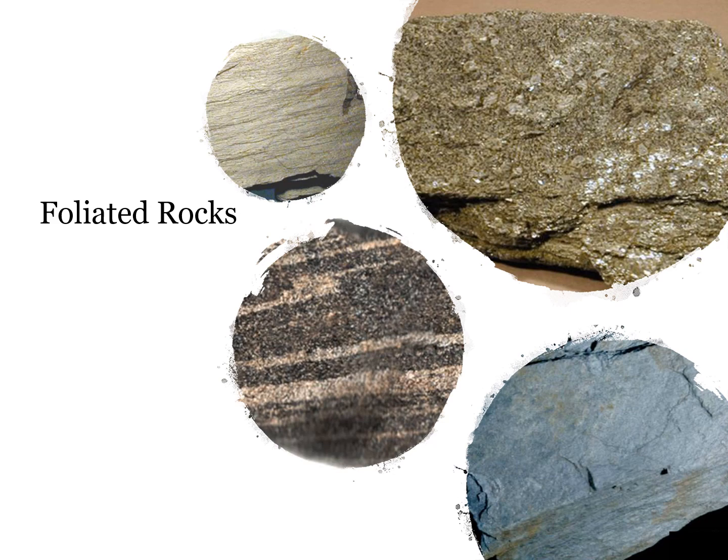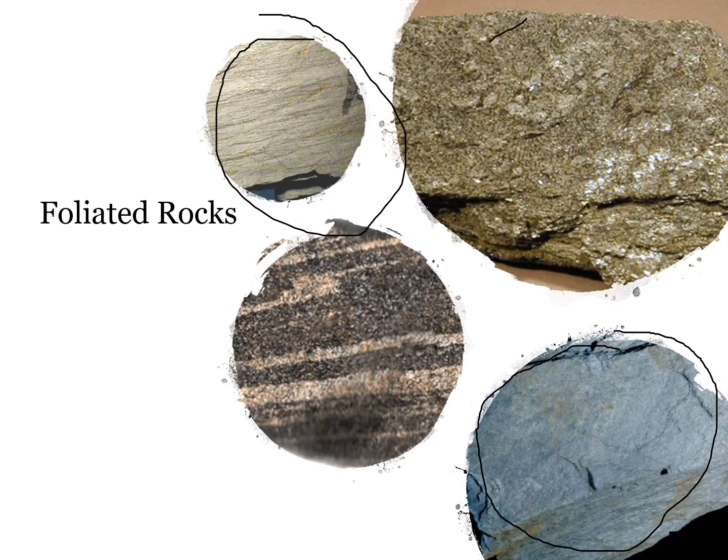Okay. We'll discuss further the types of metamorphic rocks. Foliated in this case, where you can see slates, phyllites, schists, and gneisses. We'll talk more about this in the succeeding slides.